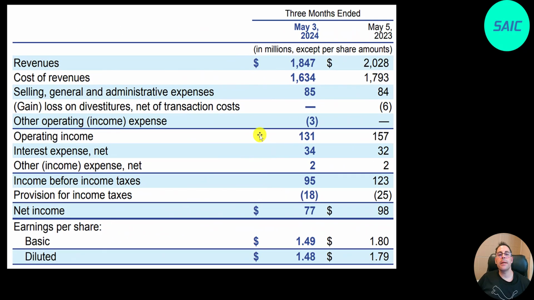Here's their latest income statement, short and sweet. Revenue, $1.8 billion, down from $2 billion. Cost of revenue, $1.6 billion. So that gives them a small operating income of $130 million, down from last year. They spent $34 million of interest on their debt. Net income, $77 million, down from $100 million. So down about 12%, and EPS is also down from 180 to 149.